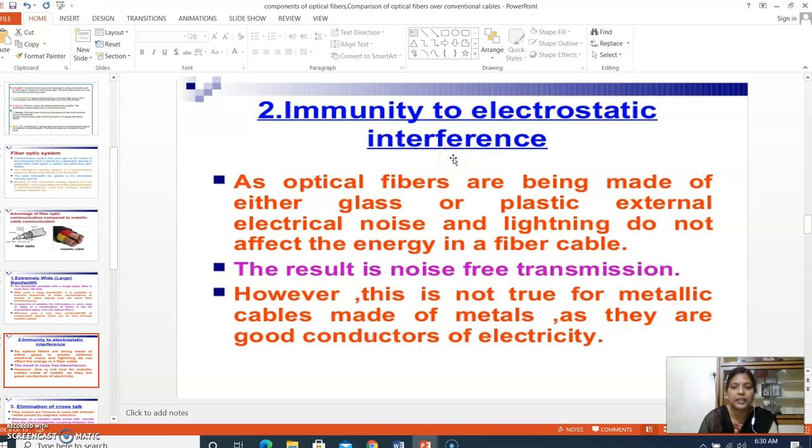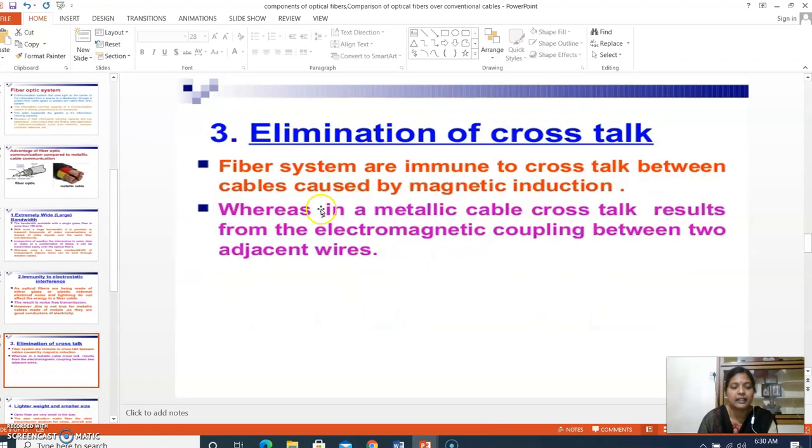Second point is immunity to electrostatic interference. Optical fiber is made of glass or plastic, so external electrical noise or lightning does not affect the energy in the fiber cable. That is, it results in noise-free transmission, which is not true for metallic cables, as they are good conductors of electricity. Third one is elimination of crosstalk. Fiber systems are immune to crosstalk between cables caused by magnetic induction, so there is no crosstalk. Whereas in metallic cables we have crosstalk, which results from electromagnetic coupling between two adjacent wires.